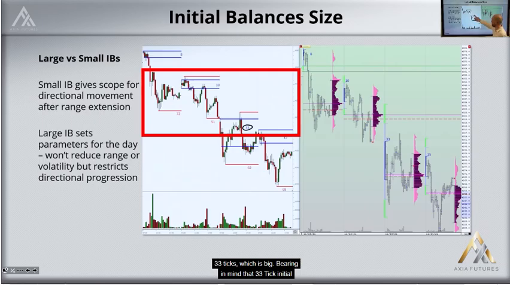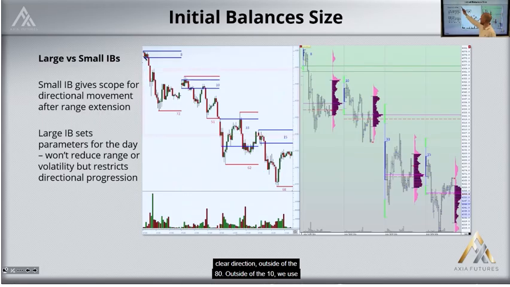Bearing in mind that a 33 tick initial balance is just shy of 2/3, one tick shy of 2/3 of the range of the previous day, it is clearly a big initial balance, particularly when the previous 2 were 8 and 10. But it's about looking at what happens outside. Clear direction outside of the 8 tick. Outside of the 10, we use the bottom of the initial balance as resistance, and we do move lower, close at the low. Large initial balance, we trade below, down here, we trade above, and we settle in the middle. So it takes the direction out of the market.